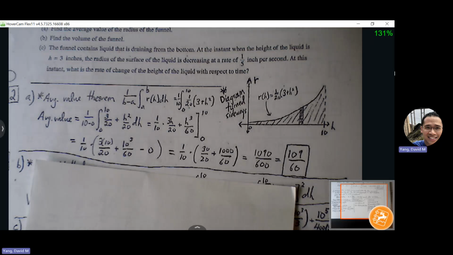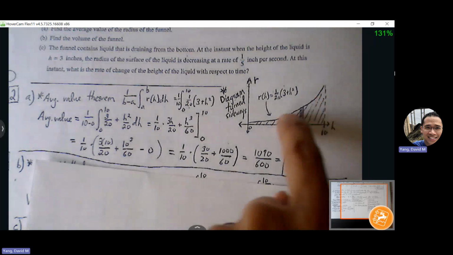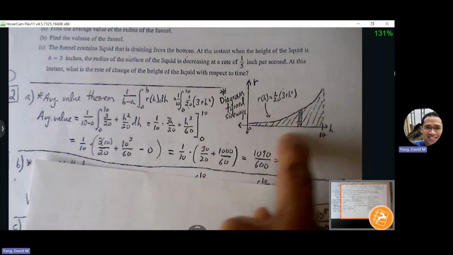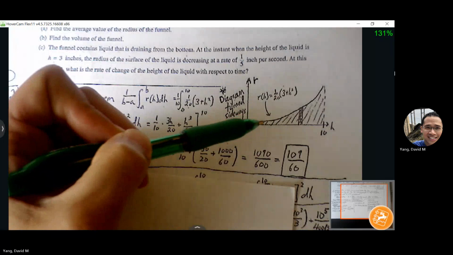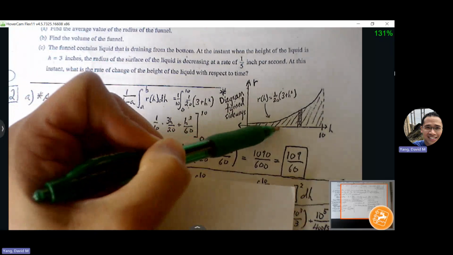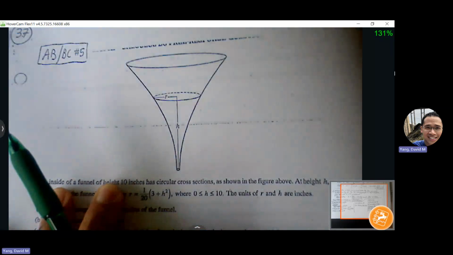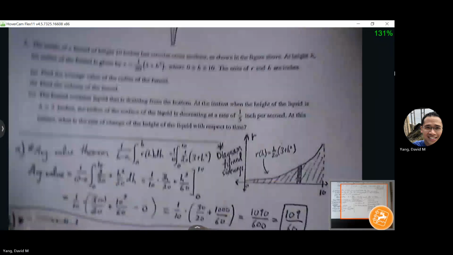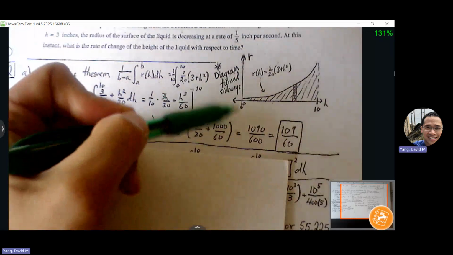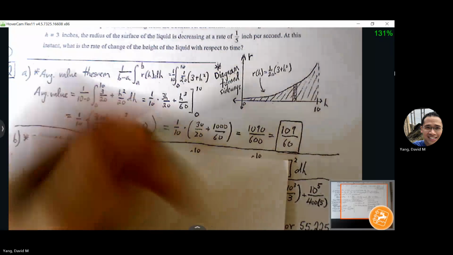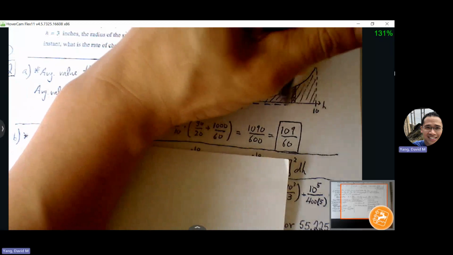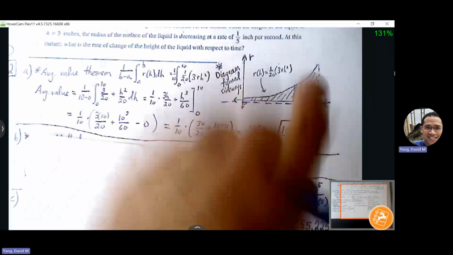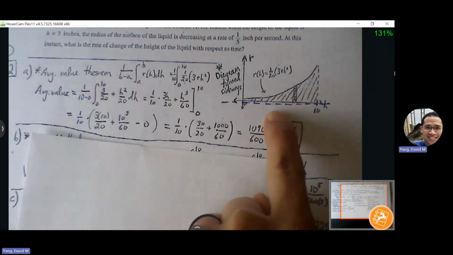Part B. Find the volume of the funnel. Now, if we can get this to look like this, then finding the volume, does that make it easier here? How can we get from this shape to this shape? Take this and do what? Rotate, right? And if we rotate, what is that? What process is that? This method, yeah.